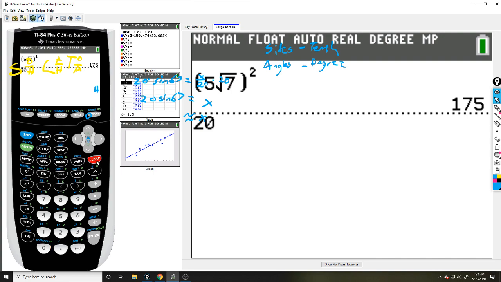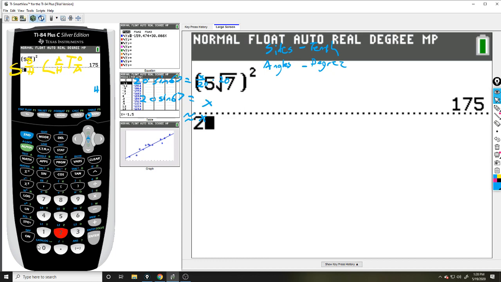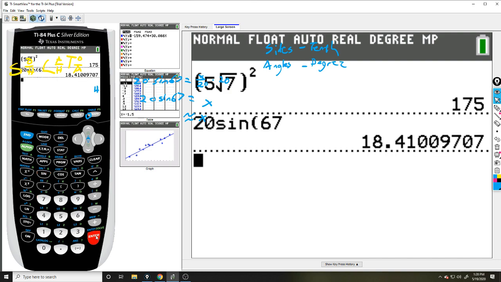Actually, let's check that we're in degree mode first. Mode degree, good. 20 times the sine of 67. Should close my parentheses, but we're fine. 18.4.